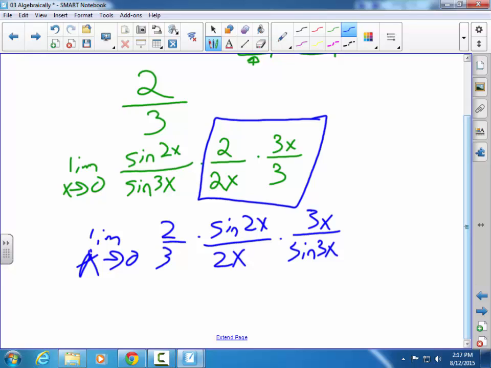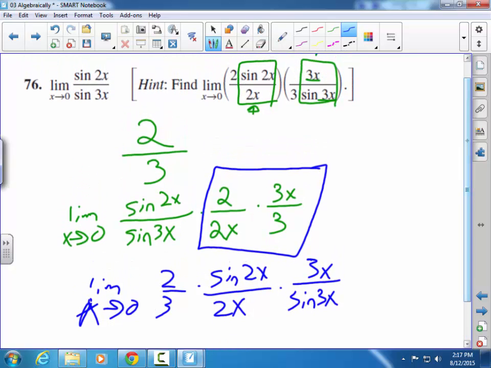Why did I choose those numbers? Good question. Why did I choose the 2 and the 2x and the 3 and the 3x? Because they're the numbers in the column. That's right. They're the numbers that are here. It was 2 and 3. If it had been the sine of 2x over the sine of 5x, what would the answer be? 2 over 5. 2 over 5.